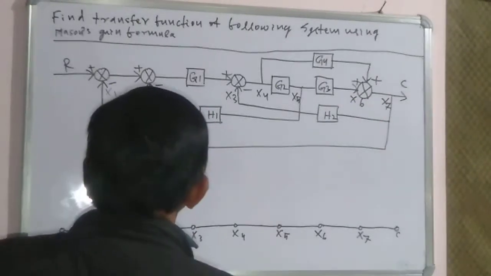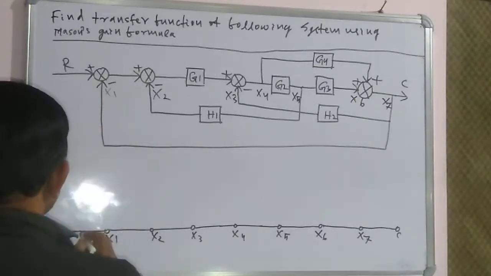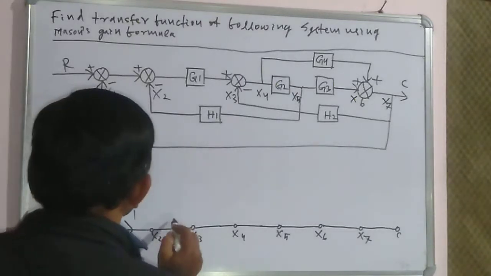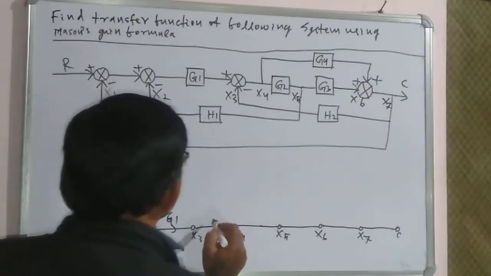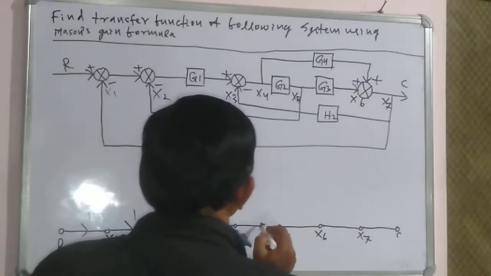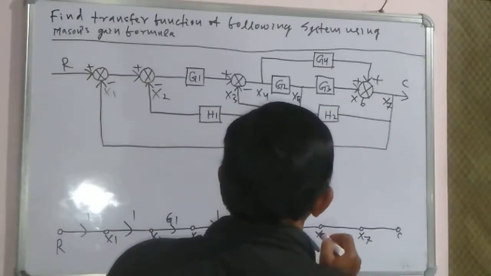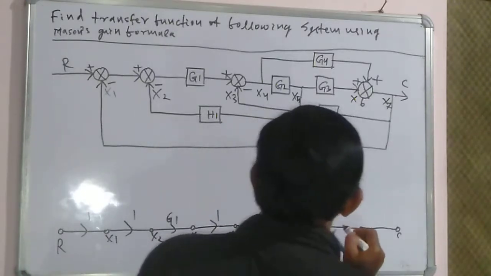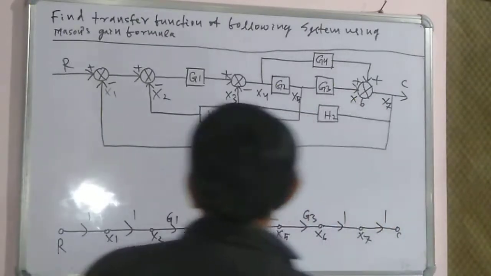So let us now denote the gain of each branch. In between R and x1, the gain is 1. x1 to x2 gain is 1. x2 to x3 is G1, and x3 to x4 is also 1. x4 to x5 gain is G2. x5 to x6 is G3, and x6 to x7 the gain is 1, and this is also 1.